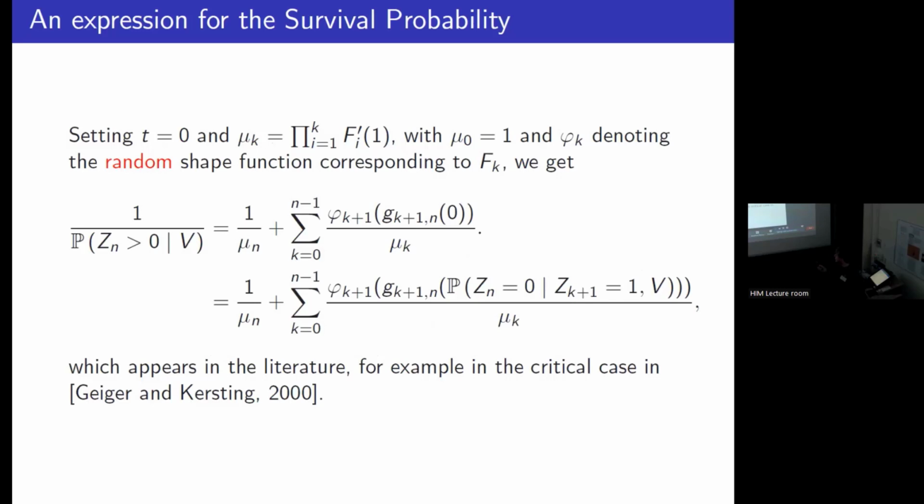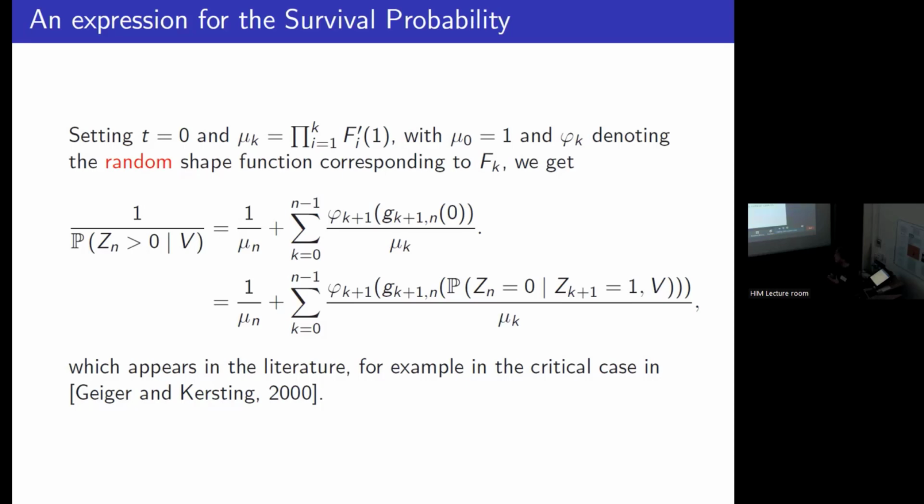you can arrive at the following formula, and then we can use again the fact that g_{k+1,n} of 0 is the probability to go extinct starting in generation k plus 1. So there's this recursive structure going on, allowing you to transform the probability of survival, now everything working conditionally on the environment, into this really ugly looking formula, I must admit, but we will see in a short while that there's a nice structure behind it.